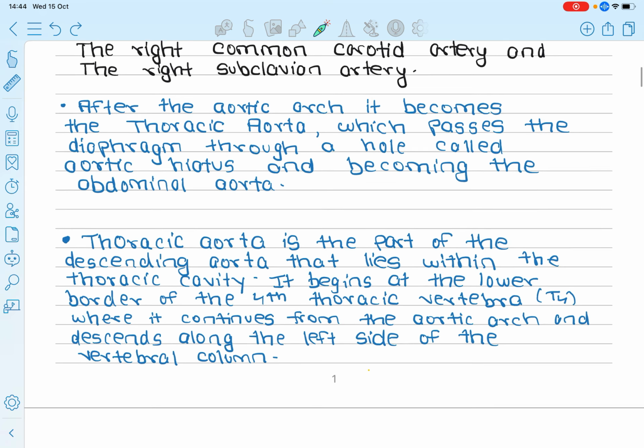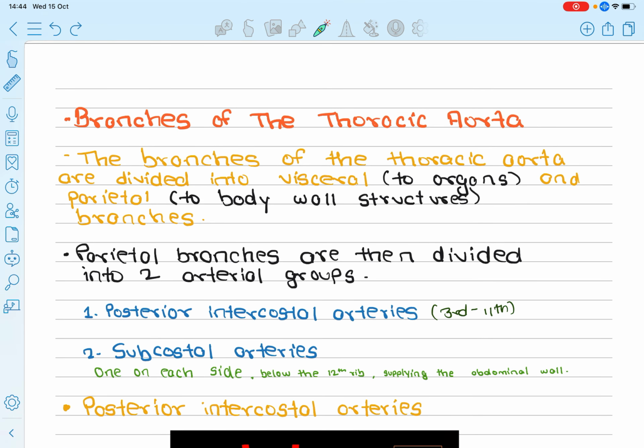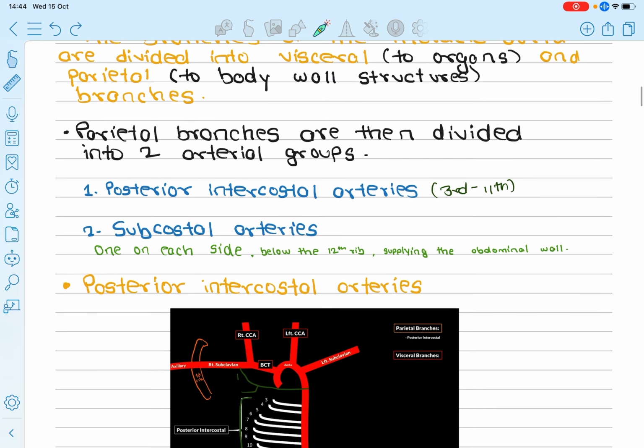Then we are talking about the branches of the thoracic aorta. The branches are divided into two groups, visceral and parietal. Visceral branches go to the organs, and parietal branches go to the body wall structures. The first one is the parietal branches. The parietal branches are divided into two arterial groups. The first is the posterior intercostal arteries and the second is the subcostal arteries.